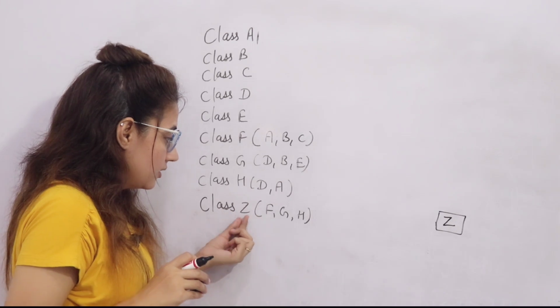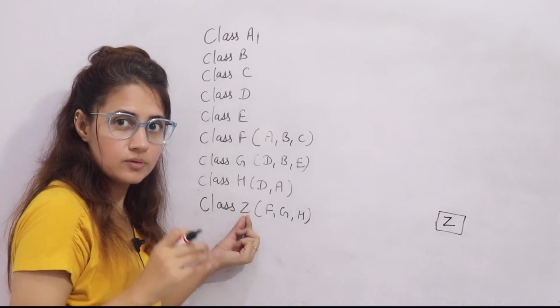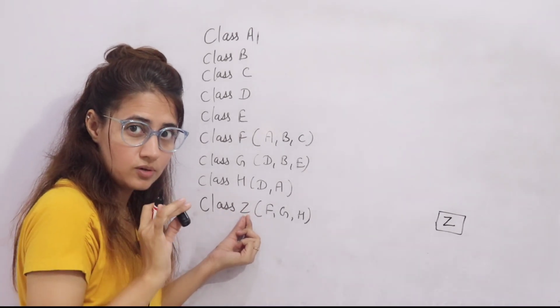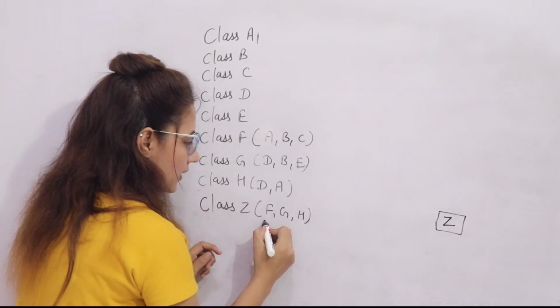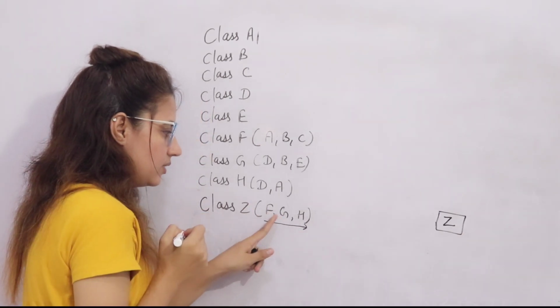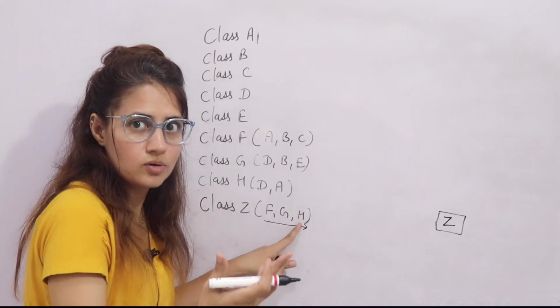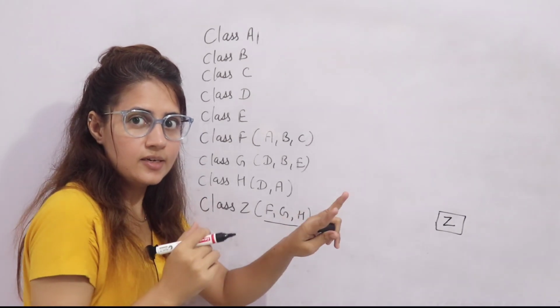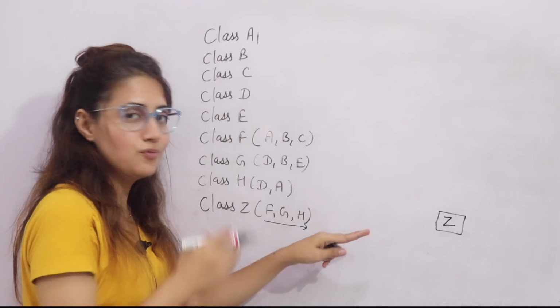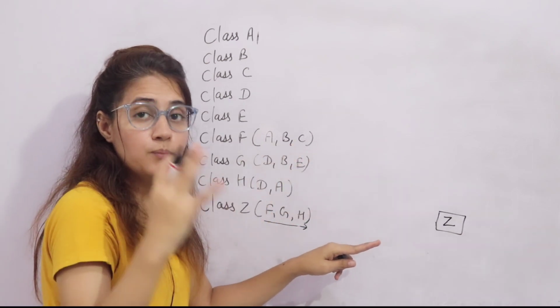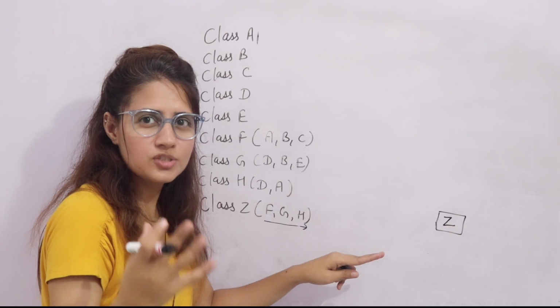Means if, with the help of an object of Z class, you want to access something, then first it will search in this order, in this declaration order: F, then G, then H. This is local precedence order, right? The second thing which is important, that should be followed by the algorithm used to find out MRO, is what? Monotonicity. Now what is monotonicity?